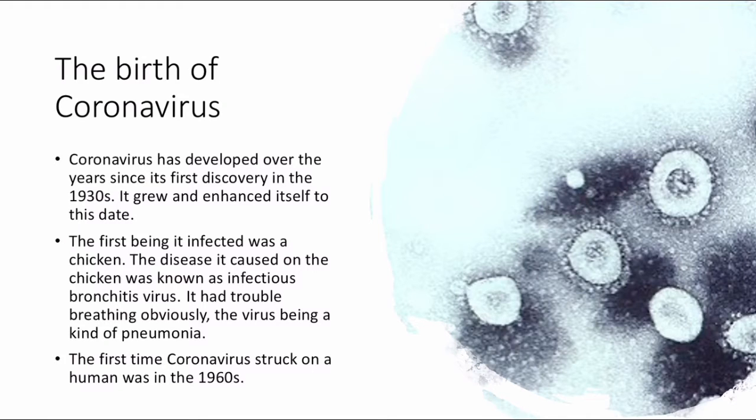Coronavirus, as you might expect, has developed over the years since its first discovery in the 1930s. It grew and enhanced itself to this date. The first being it infected was a chicken. The disease it caused in the chicken was known as infectious bronchitis virus, or IBV. It had trouble breathing, obviously, the virus being a kind of pneumonia. The first time coronavirus struck a human was in the 1960s.